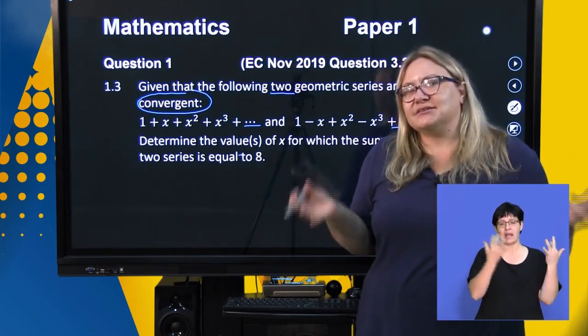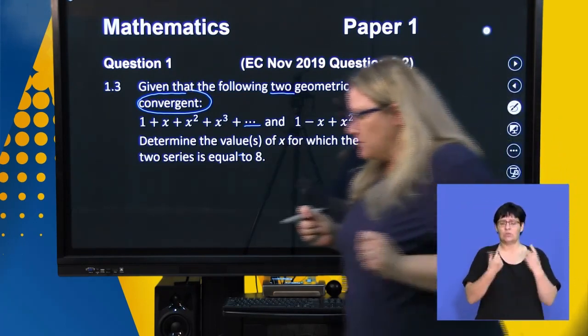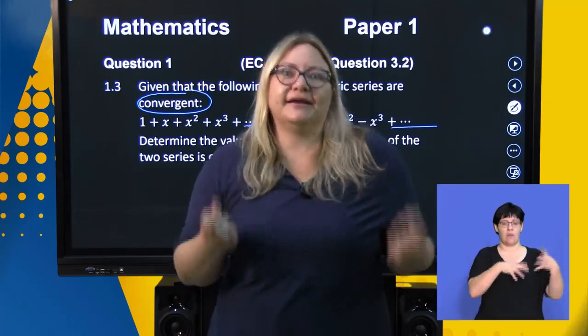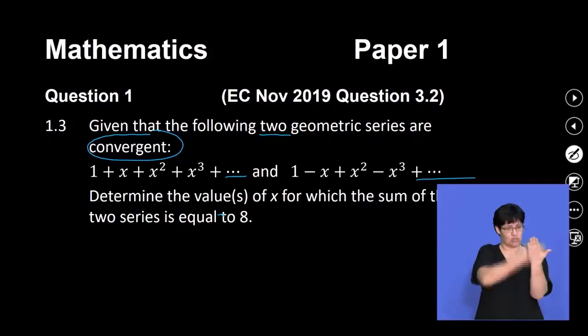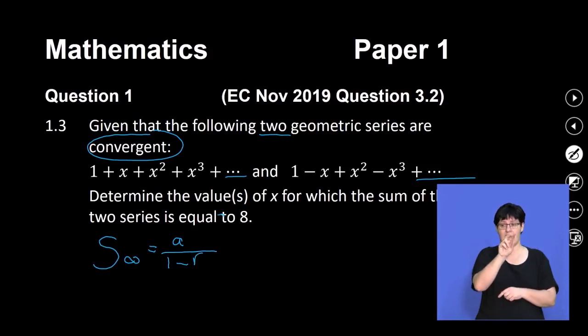So we can calculate the sum of each of those series separately. To do that, we're going to have to use our formula, which luckily you have on your formula sheet. The sum to infinity of any geometric series is equal to a over 1 minus r, where a is the first term of the series and r is the constant ratio from one term to the next.